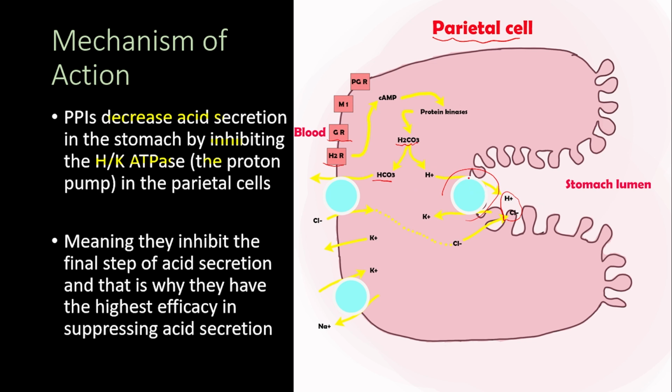And the proton pump inhibitors work to inhibit the last step, so they inhibit the proton pump to suppress the acid secretion. And since they inhibit the final step in acid secretion, they have the highest efficacy in suppressing the acid secretion compared to the other medications that suppress and neutralize the acid secretion.